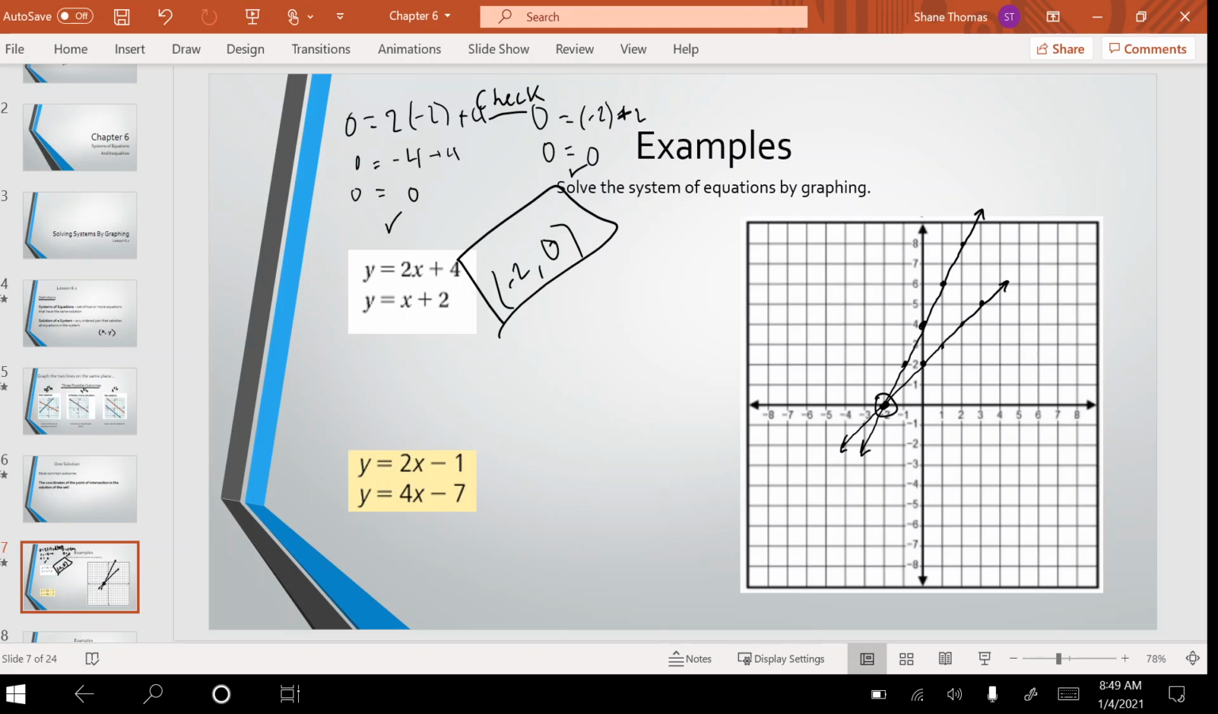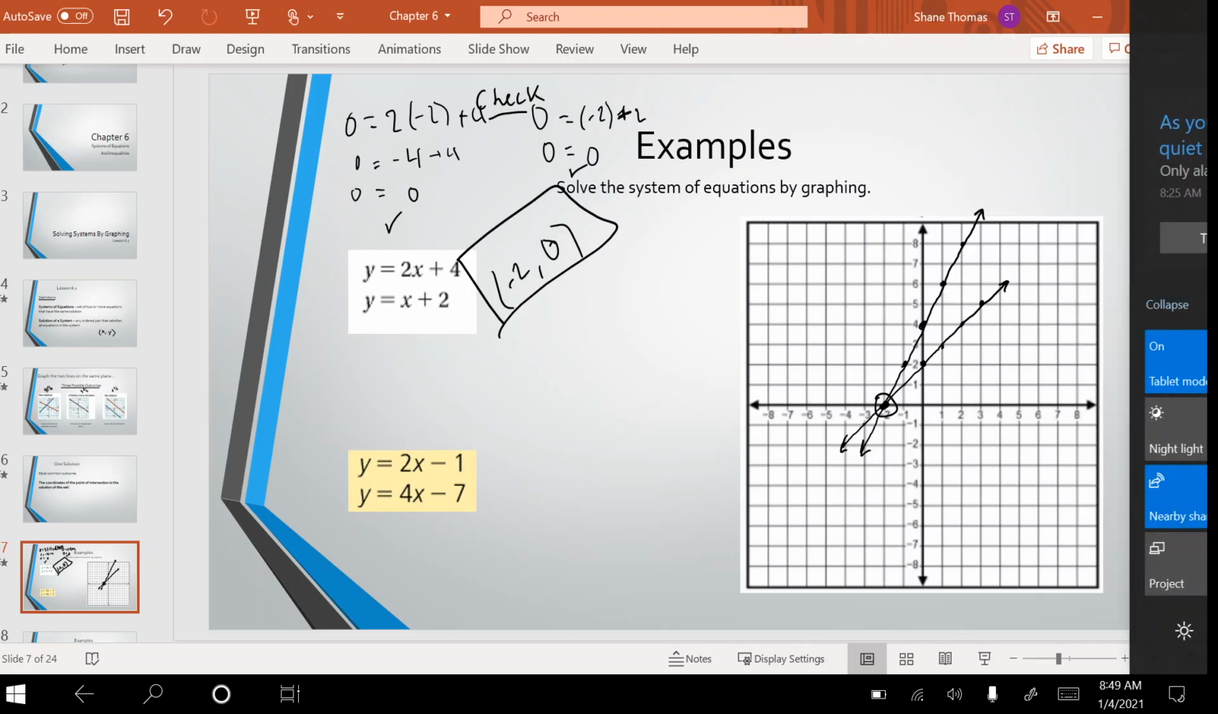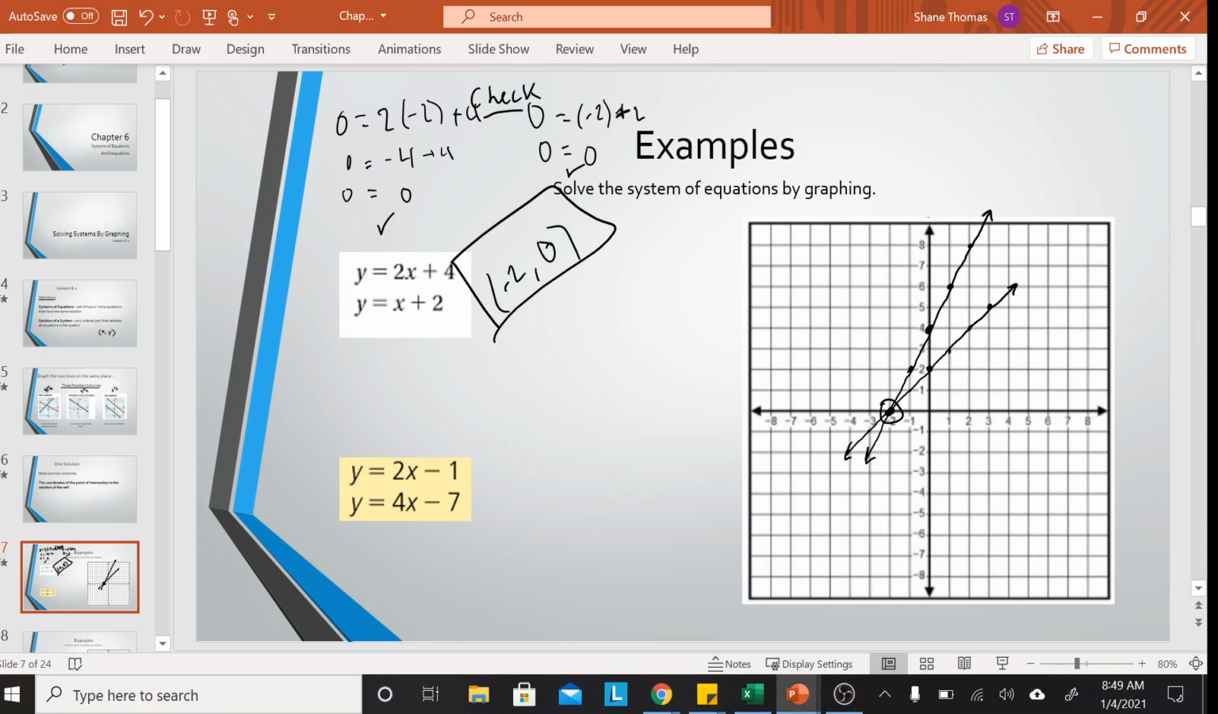All right, where they cross, where they intersect, that x value is my x value. That y value is my y value. Okay? Look at the next one. So the next one I have is 2x minus 1 and 4x minus 7.